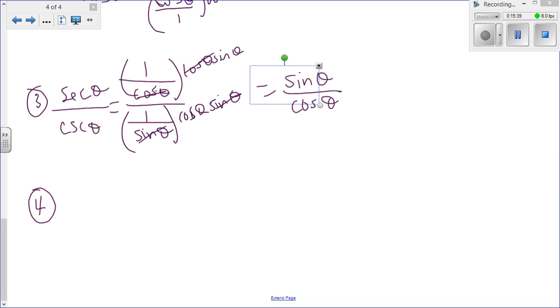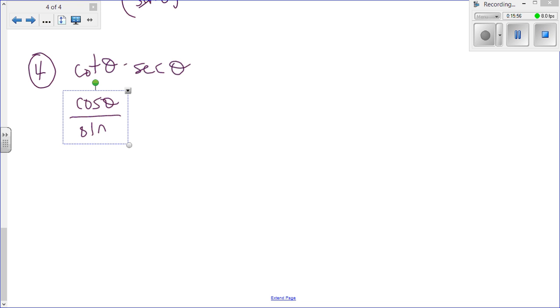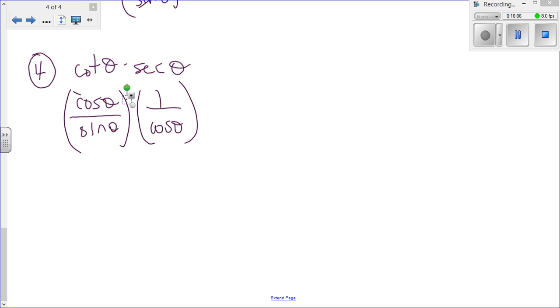The last one is cotangent theta times secant theta. So this is just a multiplication. Cotangent, we said, was cosine theta over sine theta, times secant, which is 1 over cosine theta. Here my cosine thetas cancel each other out, so I'm just left with 1 over sine theta.